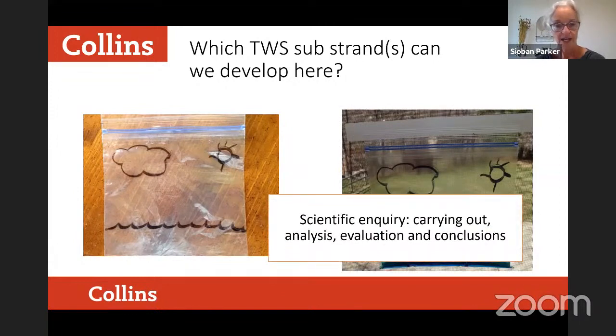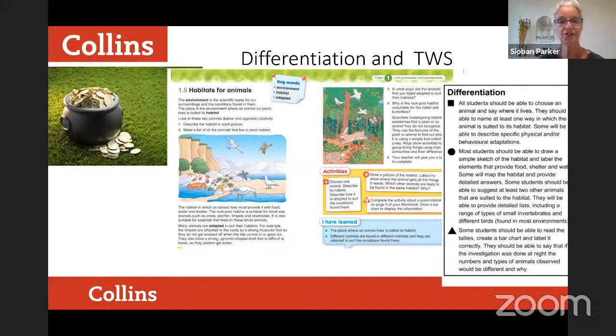So next I'm going to talk a bit about differentiation and thinking and working scientifically. I know that differentiation will cross many of your minds, and in many ways this strand is very much like a pot of gold. You can choose to carry out the same investigations and vary the levels of independence that you're going to give your learners, or you could give some learners more support if they need it.